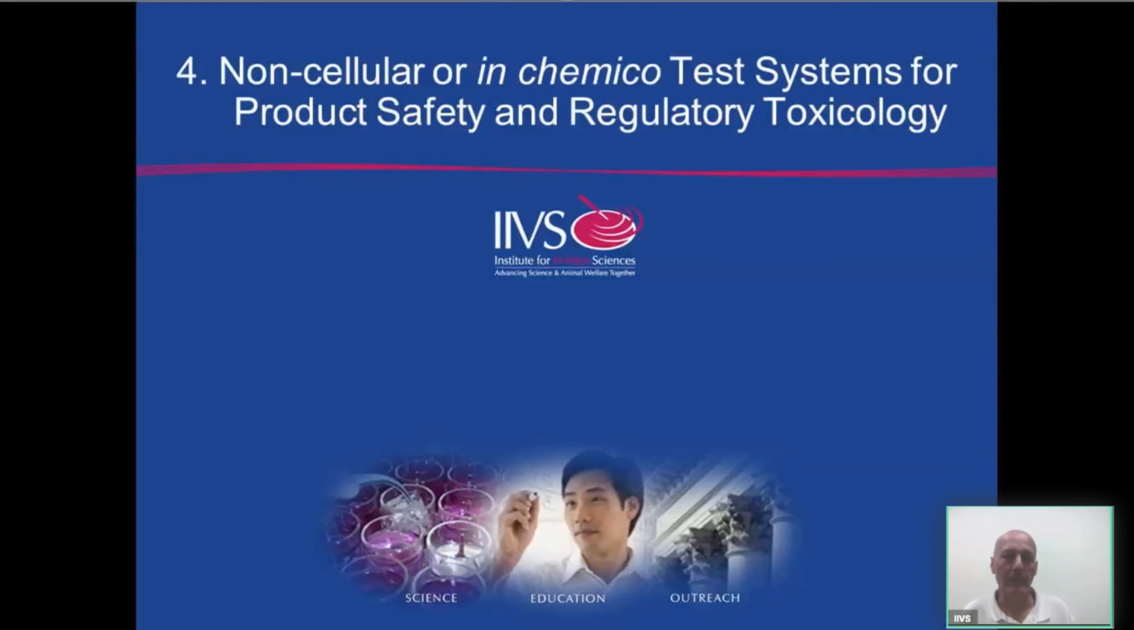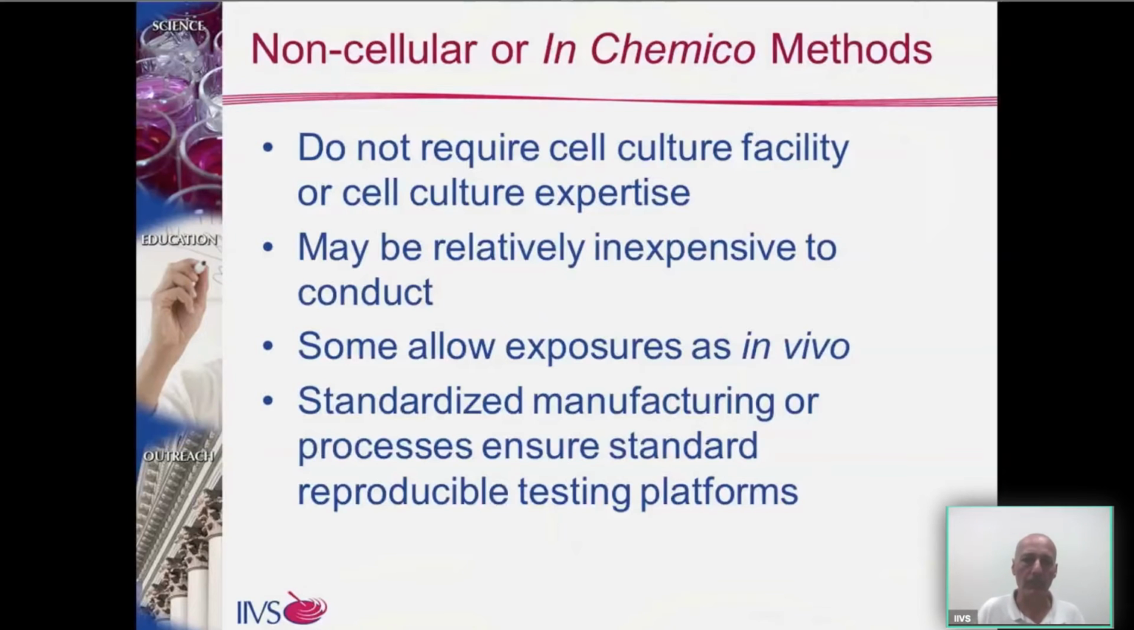Our last area for introduction here is in the use of non-cellular or in chemico test systems for product safety and regulatory toxicology testing. And these systems, again, are quite different in the fact that they do not require cell culture facilities or cell culture expertise. They rely more on the chemistry for their endpoints. They may be relatively inexpensive to conduct, and even the reagents may be relatively inexpensive, as some of the non-cellular test systems were proposed early on as replacements to the Draize test.